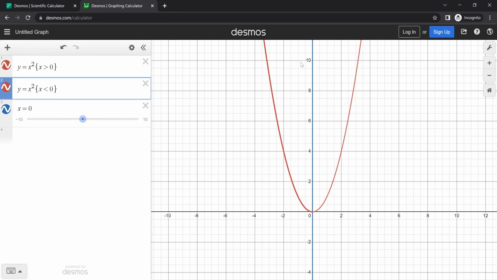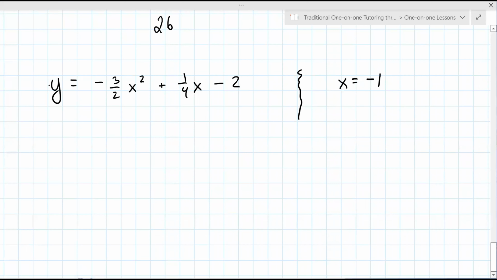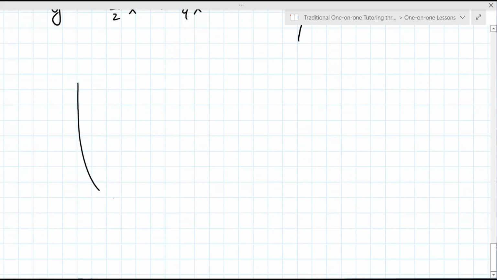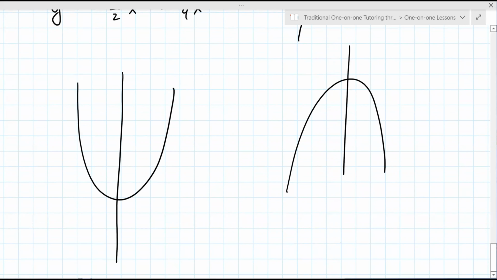So we're going to go back and do some problems, but our summary is this: it doesn't matter whether the parabola opens up or opens down, the line of symmetry always goes through the vertex. That vertex is the min or the max. So your line of symmetry goes through the vertex. All right.